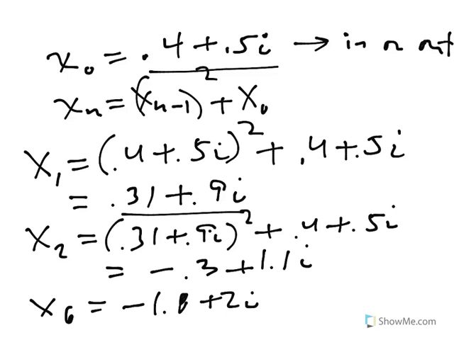Now if you ever reach a time where one of these numbers is 2 or bigger, then we can stop the process and we can say it's not in.